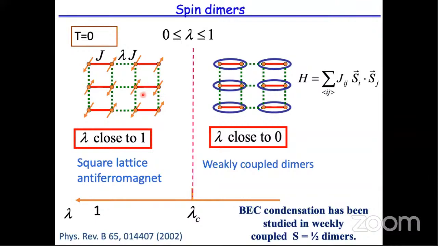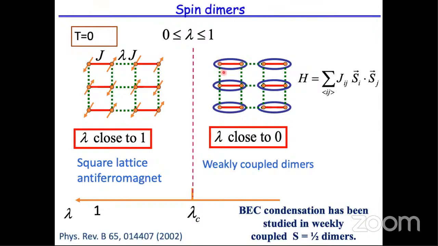So here is a schematic of some of the spins in the plane. As you can see, these two spins are interacting via an exchange interaction called J, and then we put another exchange interaction between the two dimers that is called lambda J. Now, depending on the limit of lambda, for example, if lambda is 1, that means the two exchange interactions are almost equal or equal, then we have the square lattice antiferromagnet in this region. And if lambda is small, then we go to the dimer limit, often called weakly coupled dimers, because this interaction is much smaller than this dimer exchange interaction.